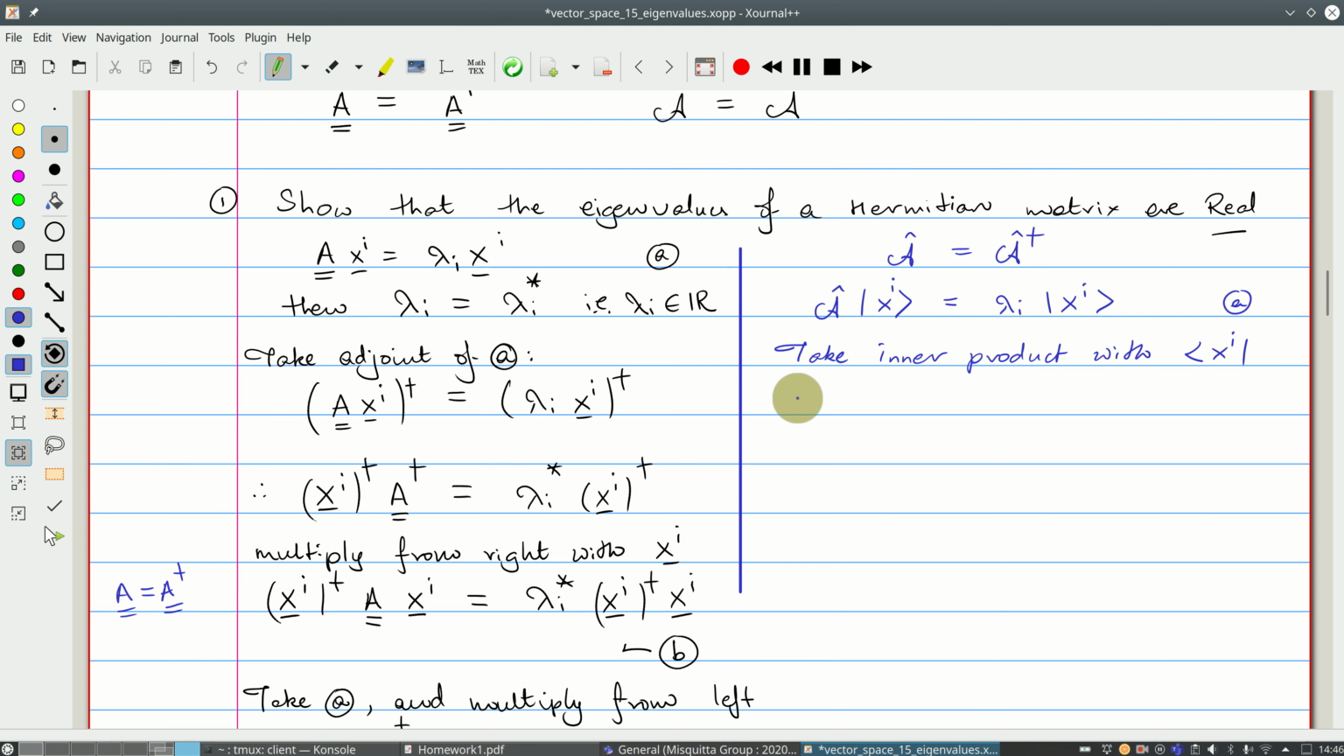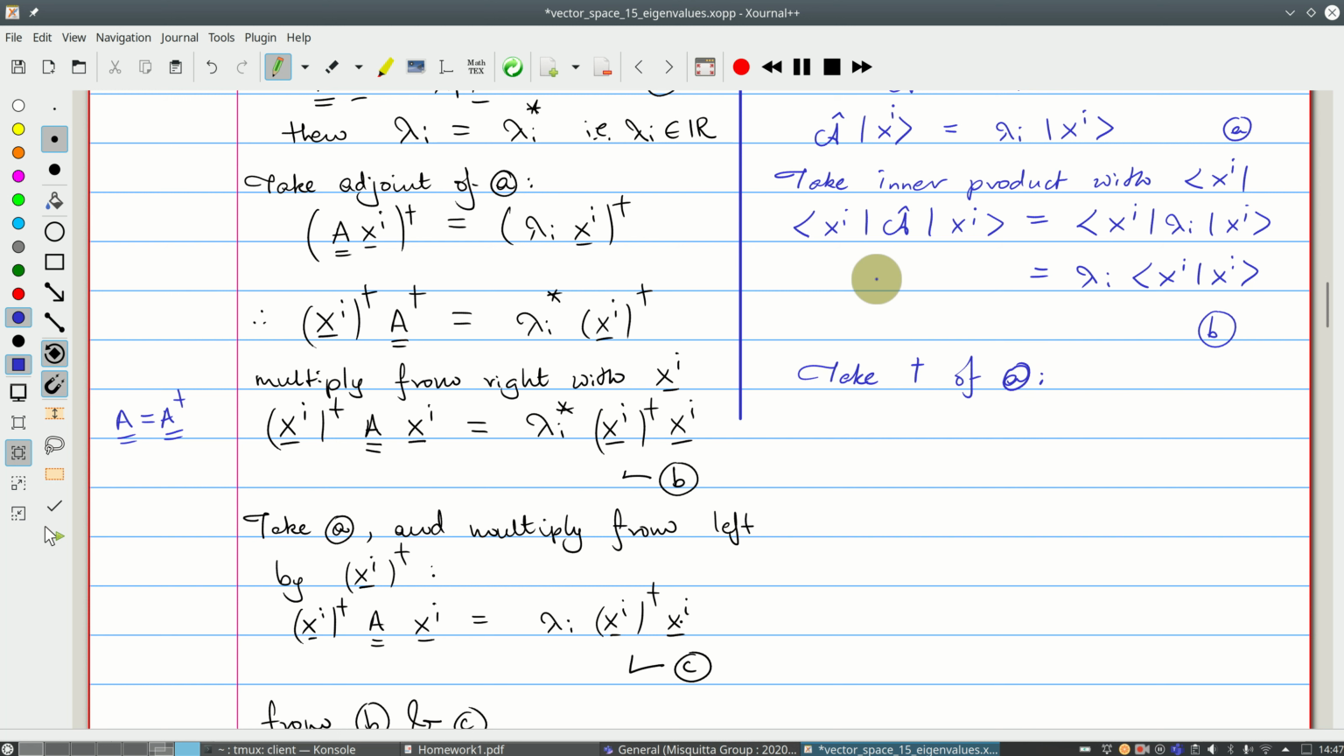Okay? Now what we can also do, so I'm going to call this B. We can also take equation A and take the adjoint of both sides. Take the adjoint of A. And this will give us, the adjoint converts a ket into a bra vector, and we have to have the adjoint of the operator itself, so we will get this. That is equal to, now the adjoint on the right hand side, it will complex conjugate the lambda I and convert this ket into a bra.